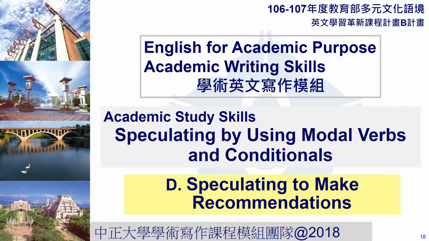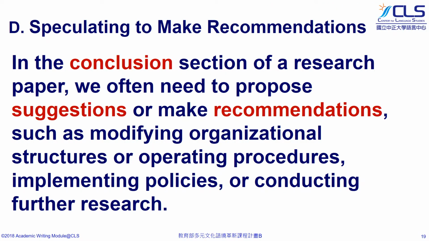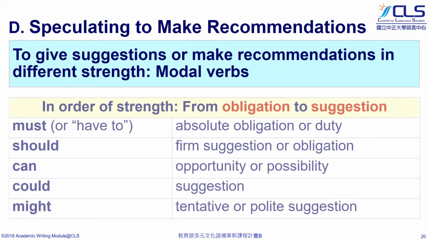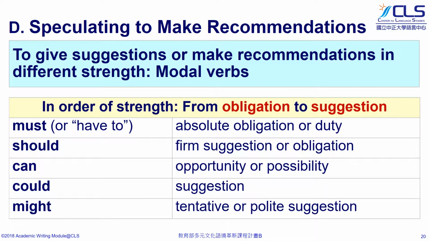The third type of speculating for academic writing is to make recommendations. In the conclusion section of a research paper, we often need to include recommendations such as modifying organizational structures or operating procedures, implementing policies, or conducting further research. To make recommendations, we can use modal verbs to give different strengths of suggestion. As shown in the table, the modal verbs are listed in order of strength, from obligation to suggestion. For more examples, please refer to the online course, Modal Verbs.